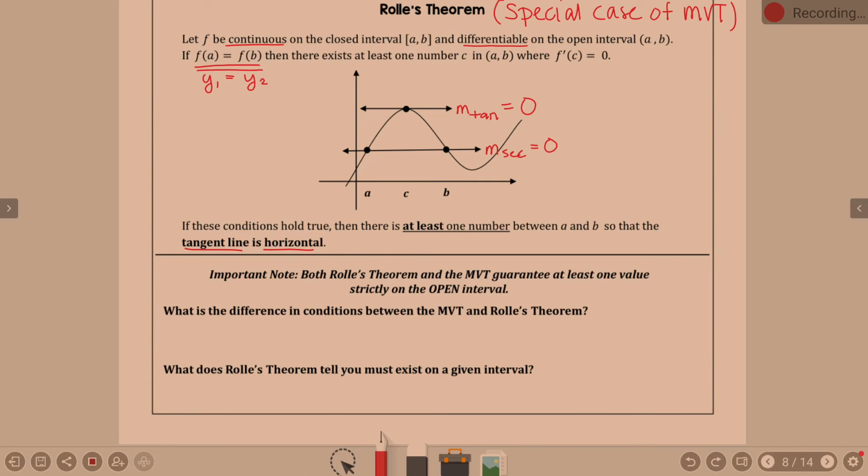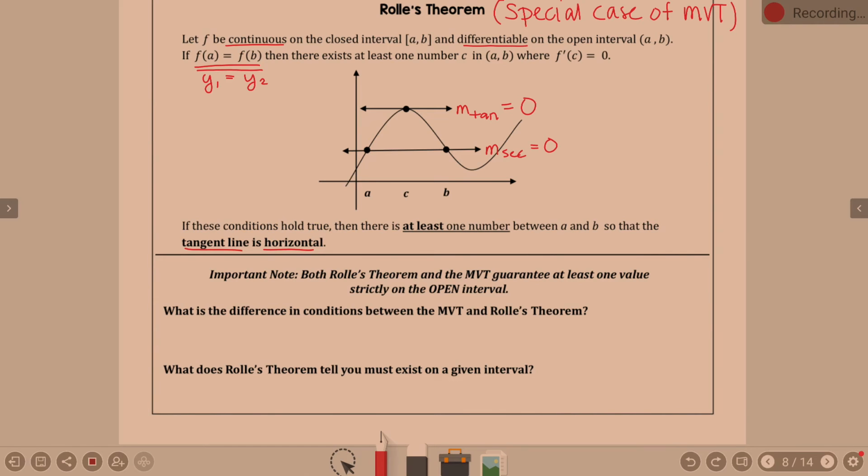Important note, both Rolle's theorem and the MVT, mean value theorem, guarantee at least one value strictly on the open interval, so endpoints not included. What is the difference in conditions between MVT and Rolle's theorem? Well, we kind of just talked about that, right? What's the difference between MVT and Rolle's?